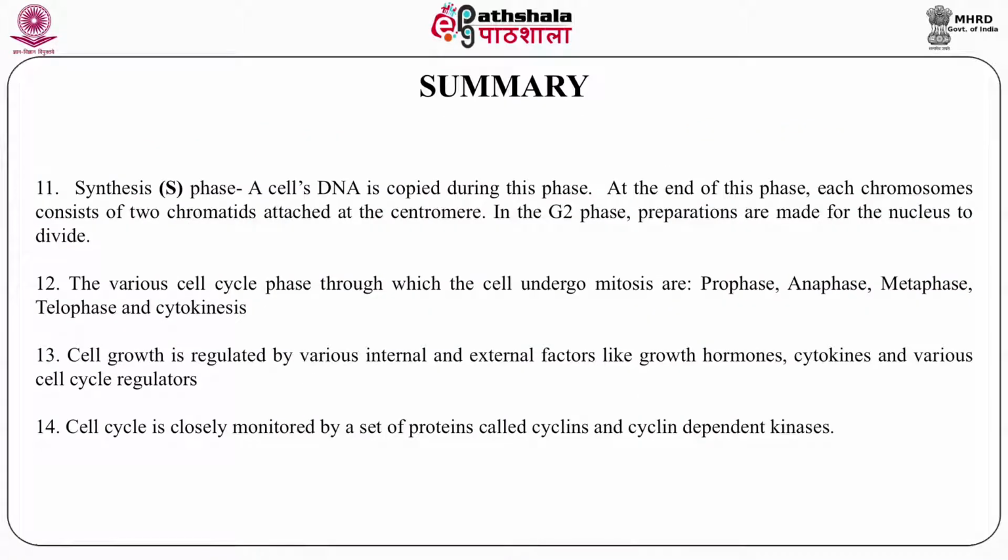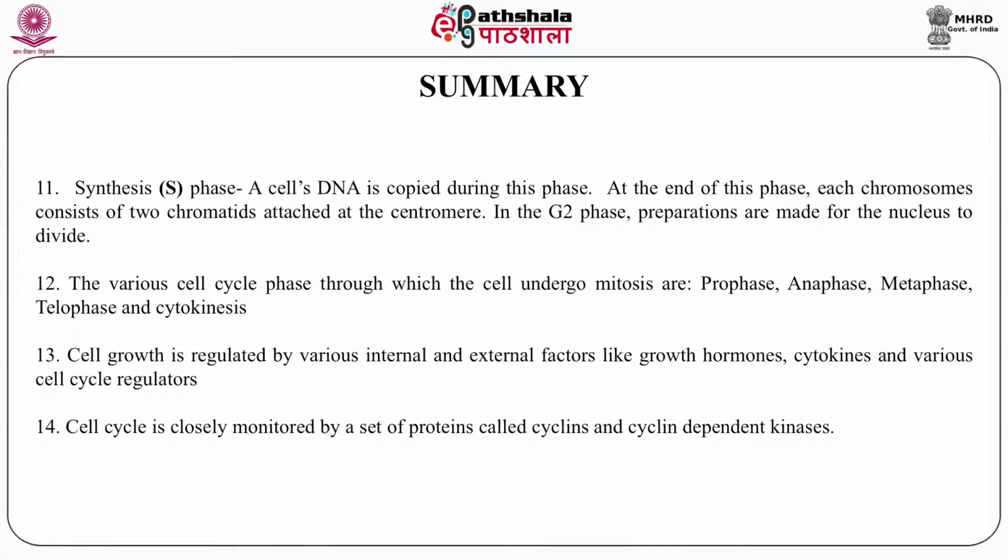In the S phase, or the synthesis phase, the cell's DNA is copied. At the end of this phase, each chromosome consists of two chromatids attached at the centromere. In the G2 phase, preparations are made for the nucleus to divide. Number 12. The various cell cycle phases through which the cell undergoes mitosis are prophase, metaphase, anaphase, telophase, and cytokinesis.